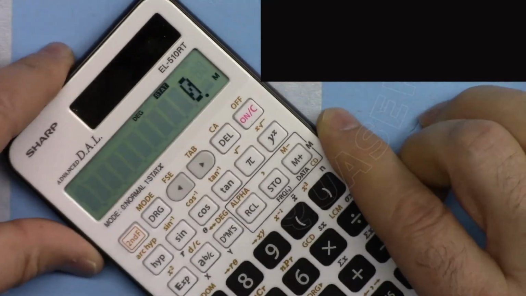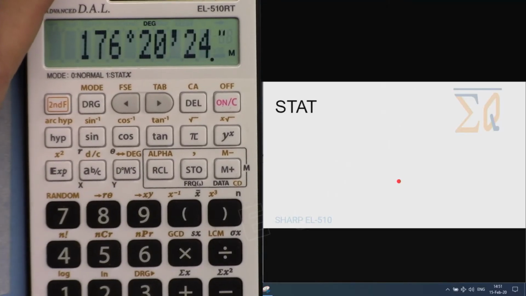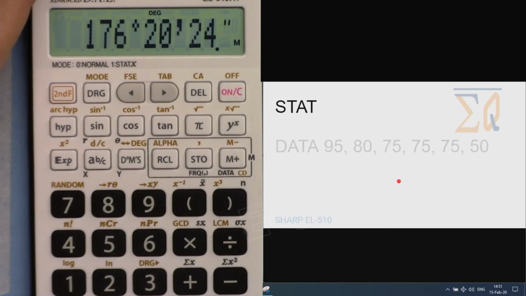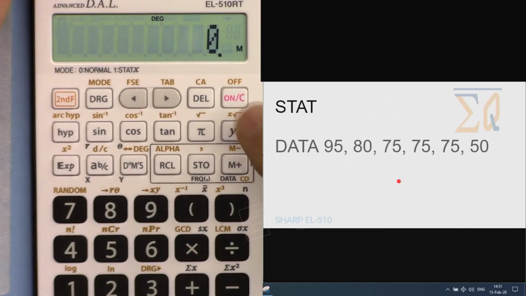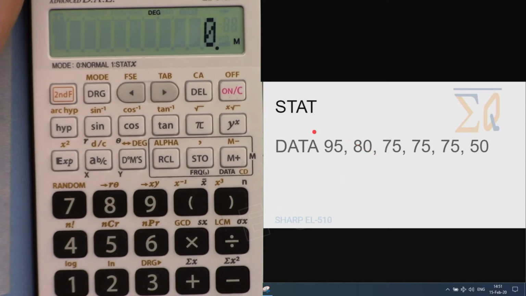Now let's see how we can do the statistics, some basic statistic calculation. Let's say we have a data, these are set of data that we have, which is 95, 80, 75, 75, and 50. This is our n.